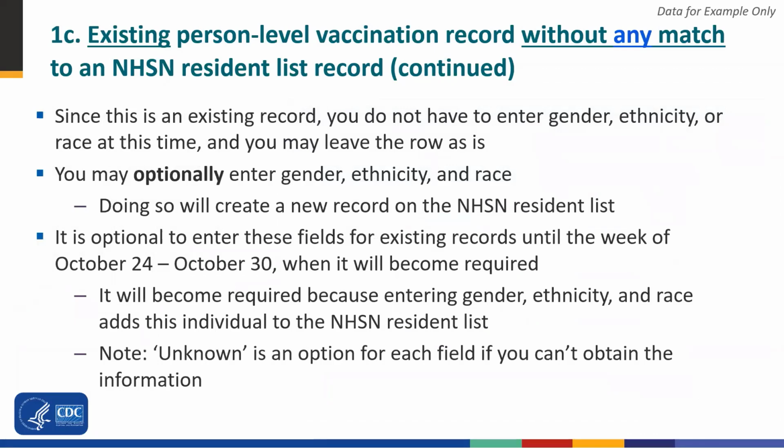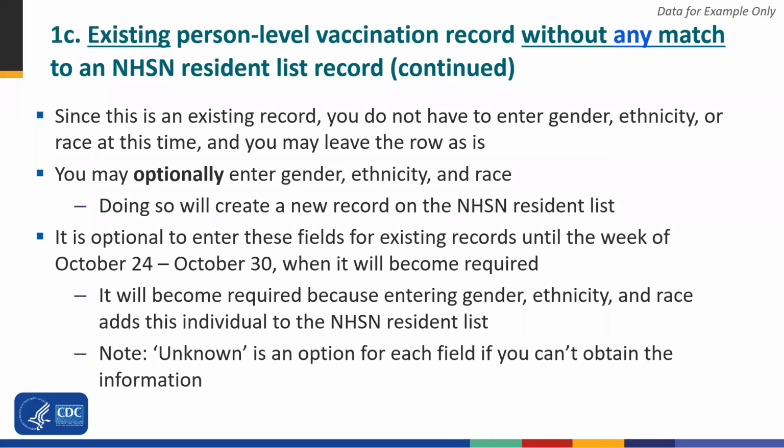And since this is an existing record, you currently don't have to enter gender, race, and ethnicity at this time. So you can just simply leave the row as is. But you may optionally enter gender, ethnicity, and race if you would like to do so.